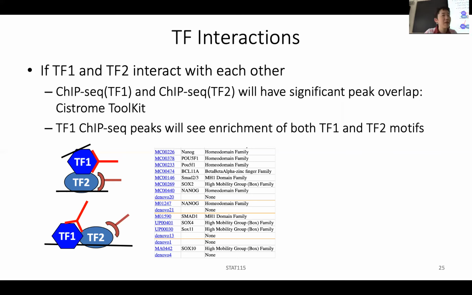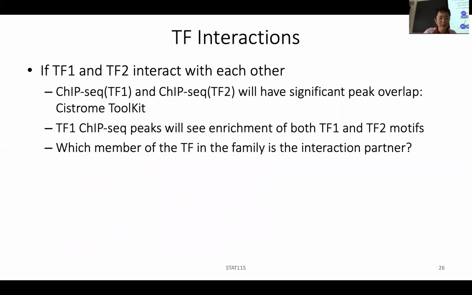Which one is the one? Very often it's the SOX that's the highest expressed, the one interacting in this cell type with your Nanog of interest. So either by peak overlap or motif enrichment, you can figure out whether some family of transcription factors can interact with each other. And then to really figure out which specific member of the family is interacting, usually you look at expression.